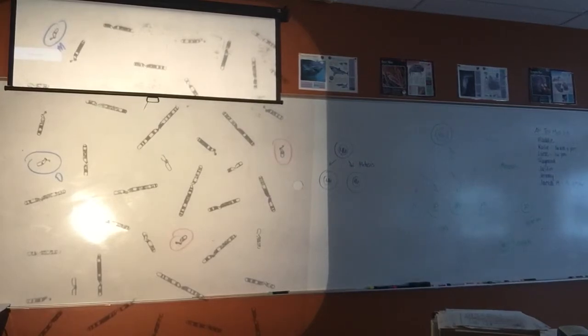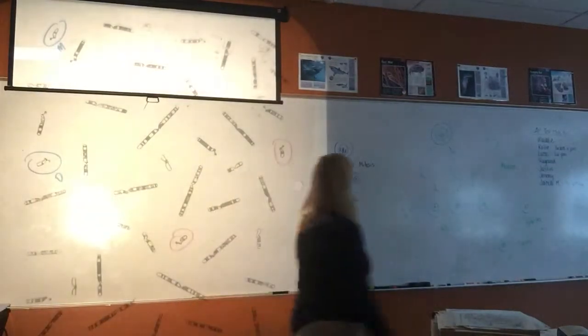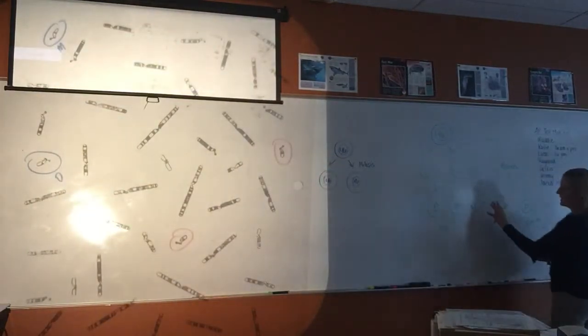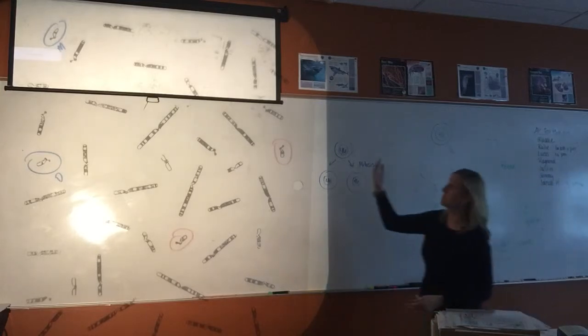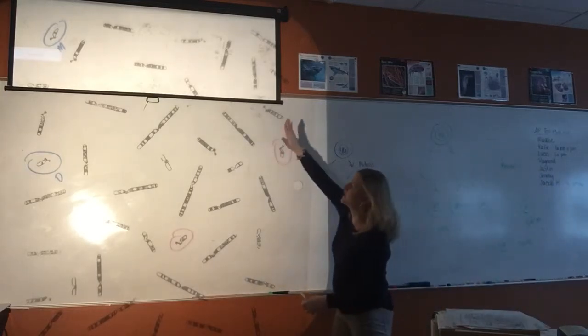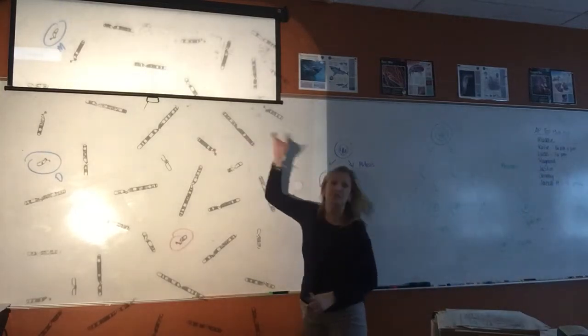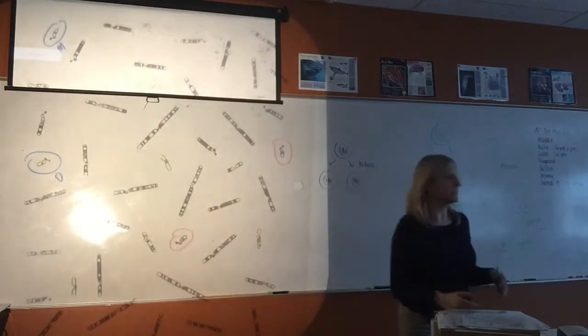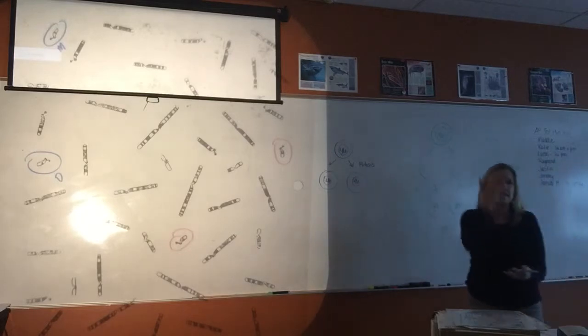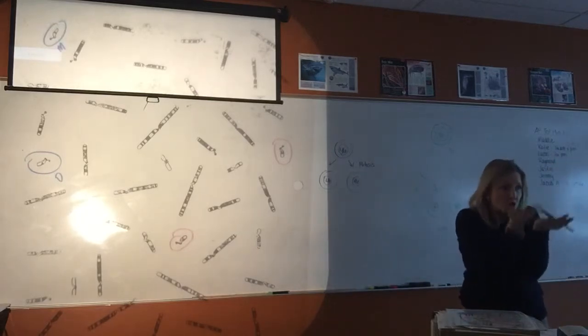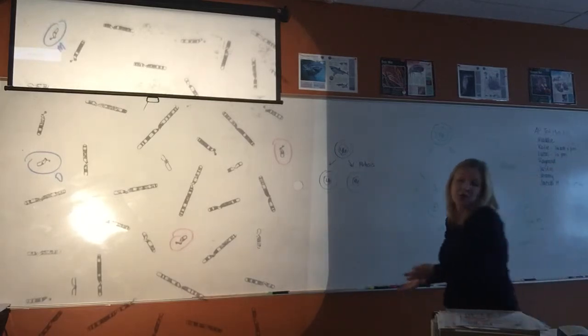When we say that mom gives 23 chromosomes and dad gives 23 chromosomes to give you 46, it's not just any 23 chromosomes, it's one of every kind. So in mom's egg cell, there's one that looks like this, one that looks like this, one that looks like this, one of every kind. And the same thing with dad's sperm cell. So that when egg and sperm unite, the baby has two of every kind of chromosome and they're in pairs.